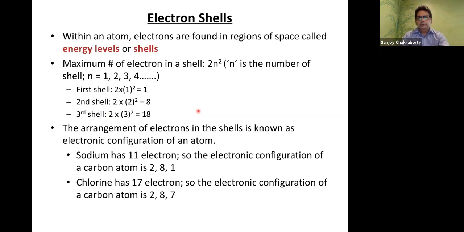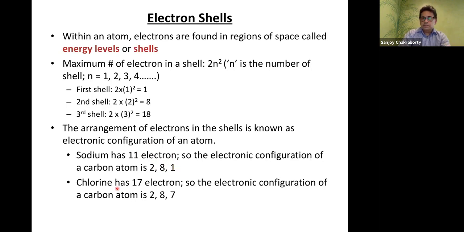That's good enough. This arrangement is called electronic configuration. I'll give you 2 easy examples. Sodium has 11 electrons, so their atomic number is 11. They have 11 protons, therefore they have 11 electrons. Now out of these 11 electrons, 2 will go into the first shell. That's how we write it, comma 8. That's the second shell, because the second shell cannot have more than 8. Then the last electron will go to the third shell.